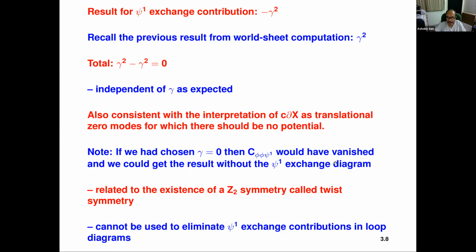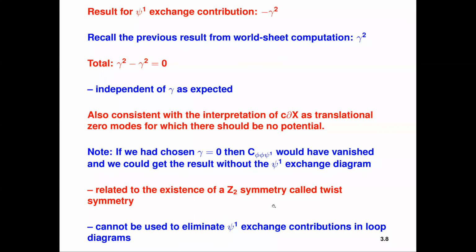And in this case, there is also an explanation for this fact: there is a Z2 symmetry, which is called the twist symmetry, under which psi1 is odd. But this Z2 symmetry exists only for a particular class of vortices, for which gamma is 0. And using that Z2 symmetry, we can argue that the phi phi psi1 coupling vanishes. So you could have simplified the analysis in this case by using the Z2 symmetric vortex. But this, of course, cannot be used to eliminate the psi1 exchange contribution in loops, because in loops, psi1 will always appear in pairs. So this is one observation which you should just keep in mind.